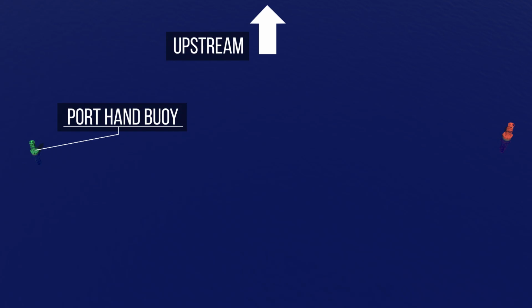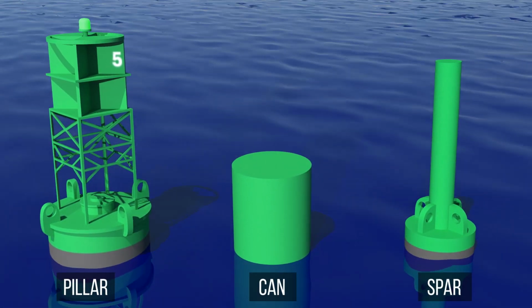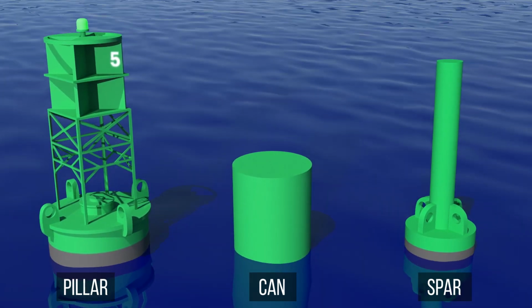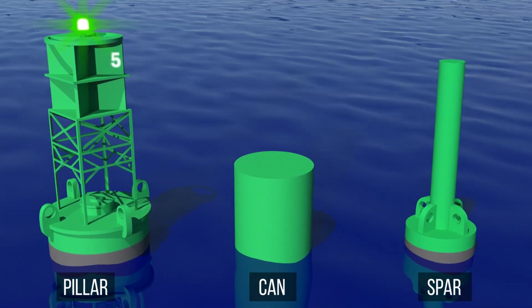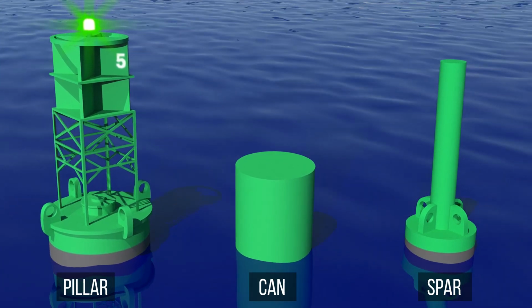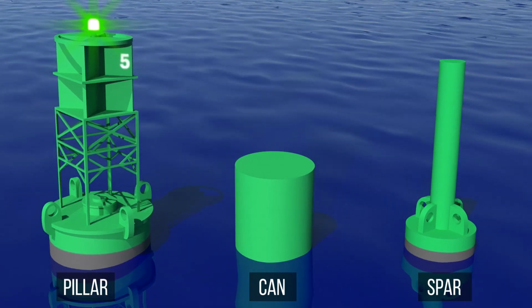The port hand buoy indicates the left side of a channel when heading upstream. It is green, the top is flat, and it can also be found in three forms: pillar, can, or spar. If there is a light, it is green. They are identified with odd numbers. The port hand buoy can also indicate the location of hazards, such as rocks or shoals, which should be kept to the left.